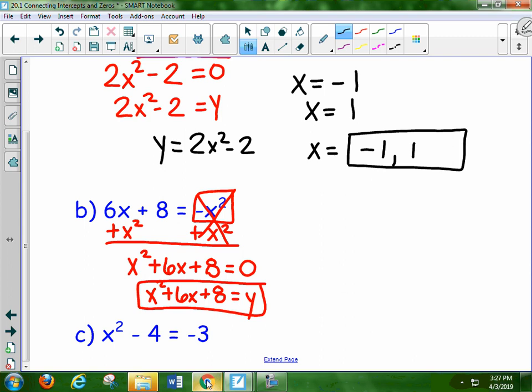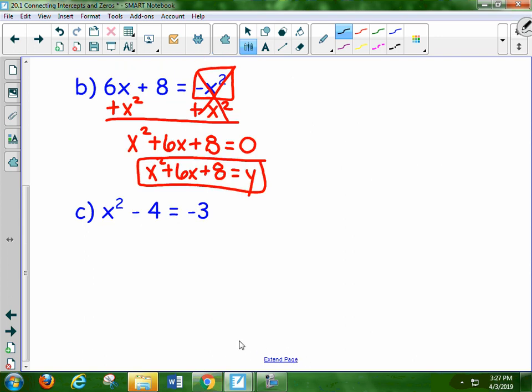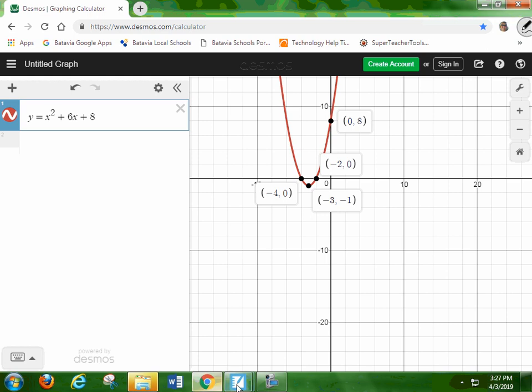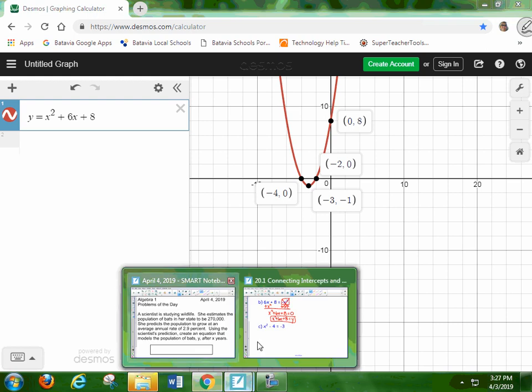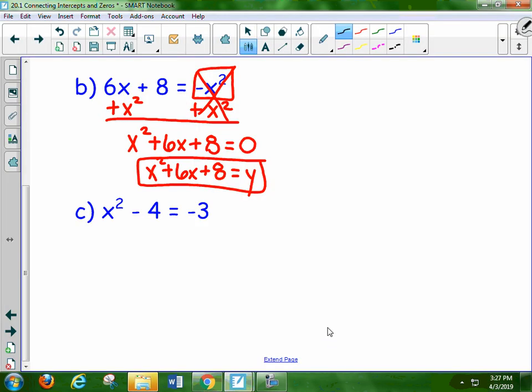Sometimes those aren't going to turn out as nice, easy whole numbers. Sometimes they'll be decimals, and that's okay. Not everything in real life turns out to be nice, easy whole numbers. So here in this case, I would say that my answer is x equals -4 and x equals -2.